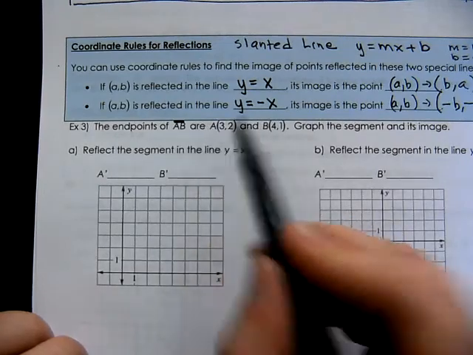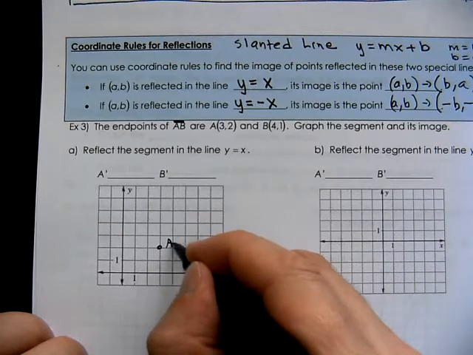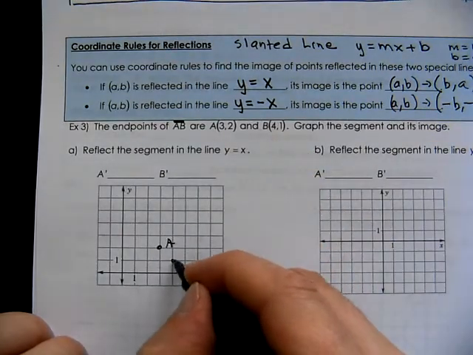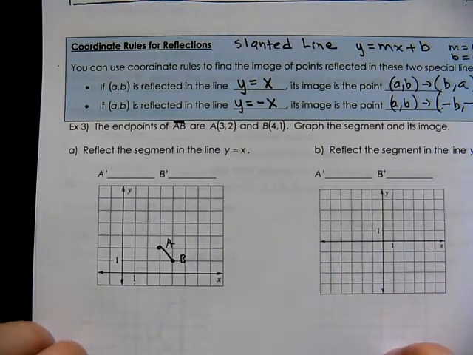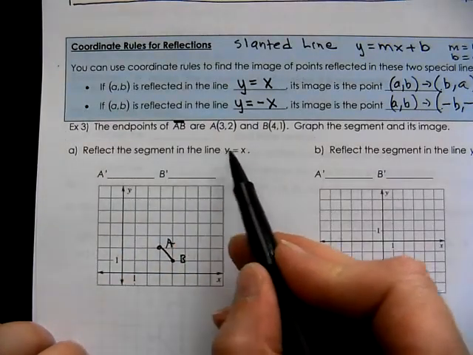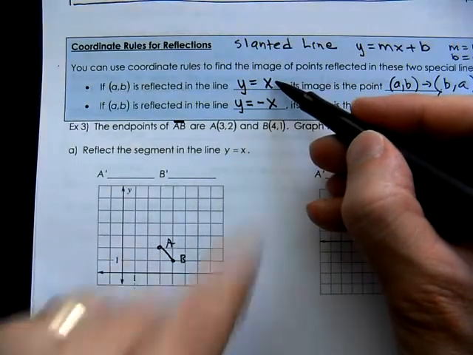So here point A is located at (3, 2). And B is located at (4, 1). Alright, that's our object. It's just a little segment. Let's reflect that segment in the line y equals x. That's this first case, this y equals x.